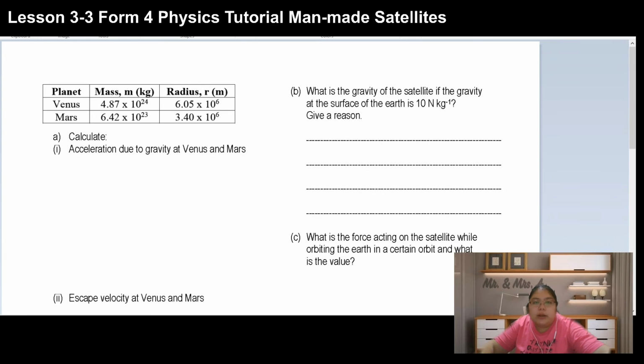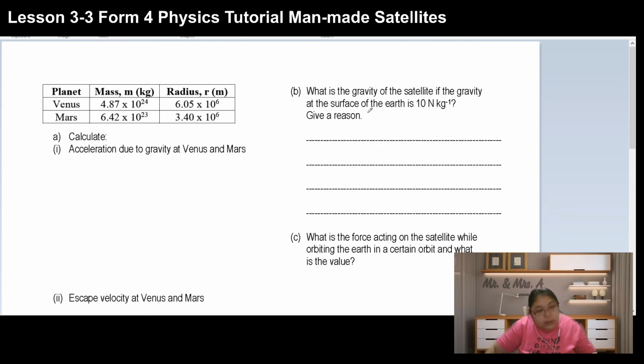Okay, table 1 shows you both the mass and also the radius. Now we're going to see the first one: calculate the acceleration due to gravity. So you need to calculate the acceleration due to gravity. Okay, refer to the question. Is it surface gravity, or escape velocity?